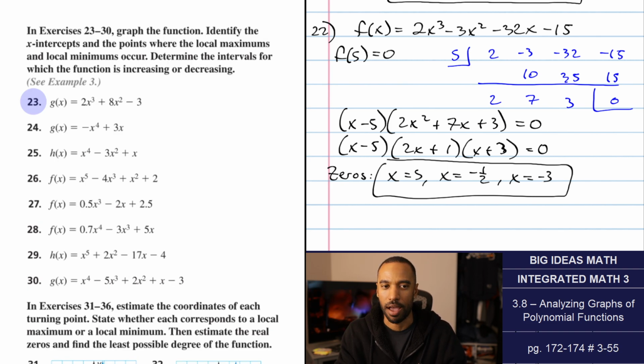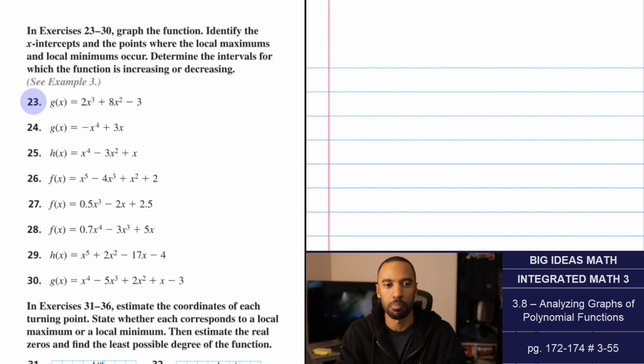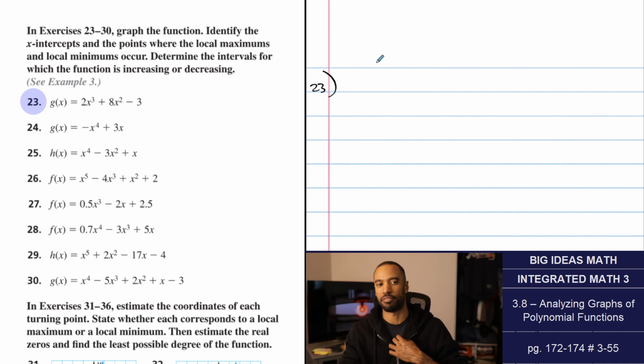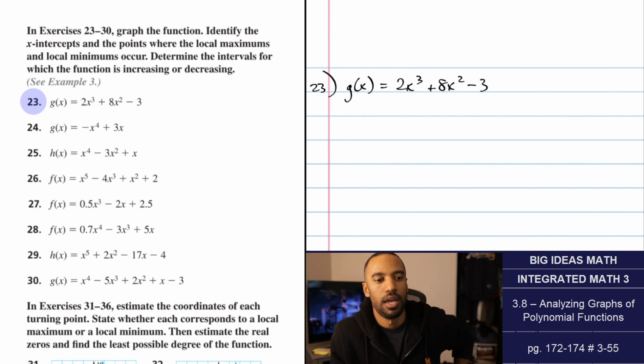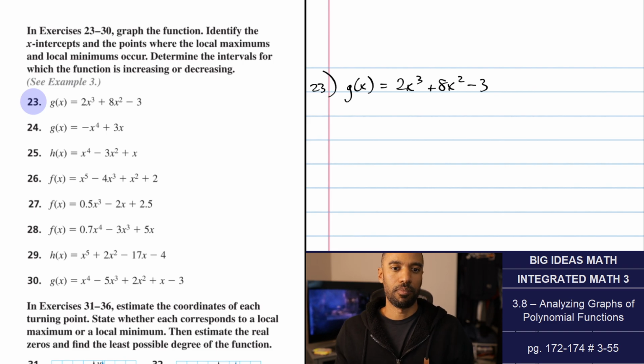In 23 to 30, we'll graph the function, identify the x-intercepts and the points where the local maxes and mins occur, and determine the intervals for which the function is increasing and decreasing. Now, we will graph using the graphing calculator because everything else is going to be based off the graphing calculator. I'm not even going to use the rational root theorem and things like that. The numbers might not even be rational. So just keep that in mind when we're doing these. We are going to go straight into it here. I'm going to write in 2x cubed plus 8x squared. Now I know the y-intercept is -3.